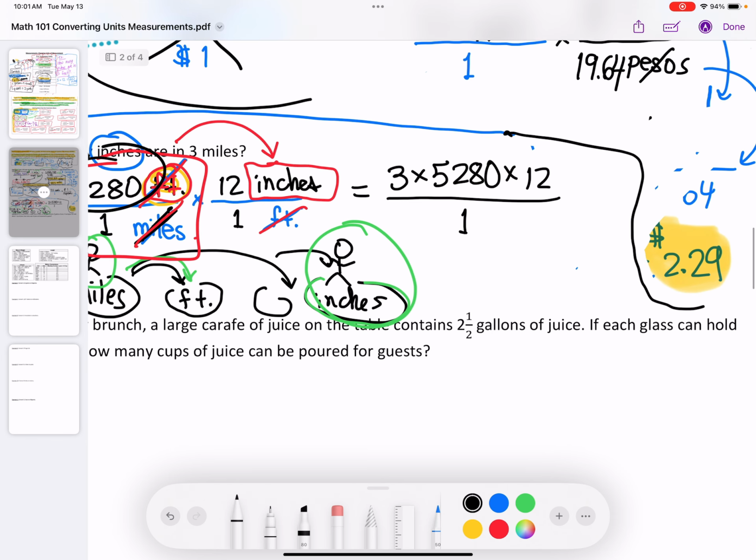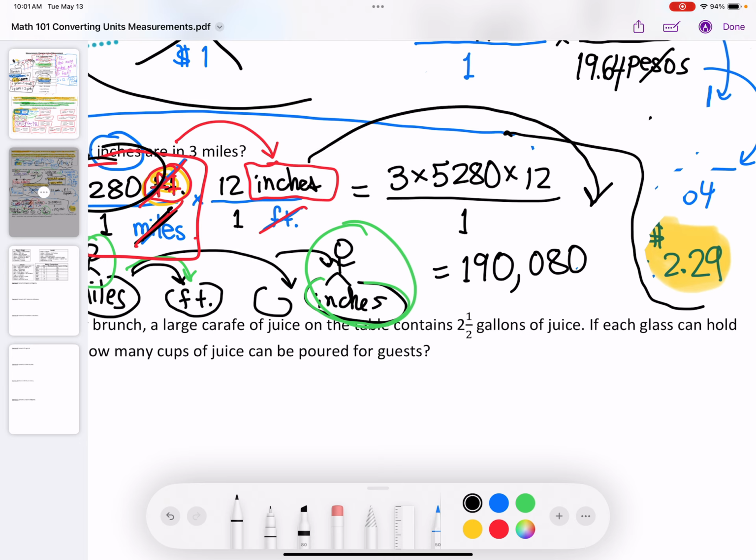Okay, that's easy peasy. So what would that be? What is it? 5,280 multiplied by 3 multiplied by 12. I believe, as long as I typed it in my calculator correctly, 190,080. And I was ending in inches, right? Yeah, inches. That's a lot of inches. But it's in miles, so that makes sense. Whew. That was a lot of work.